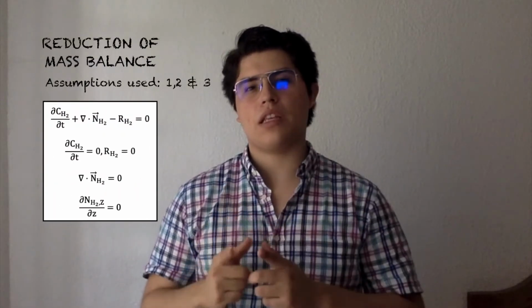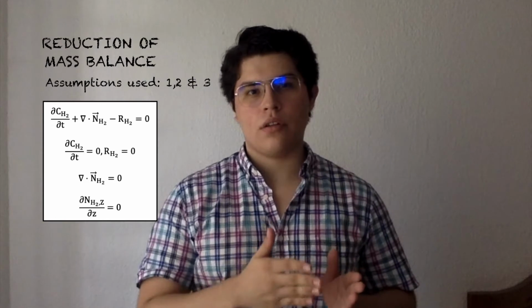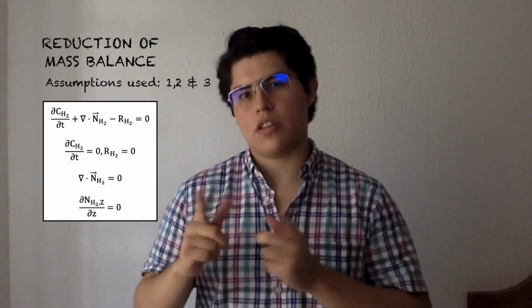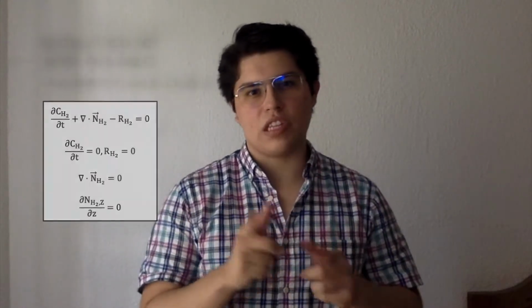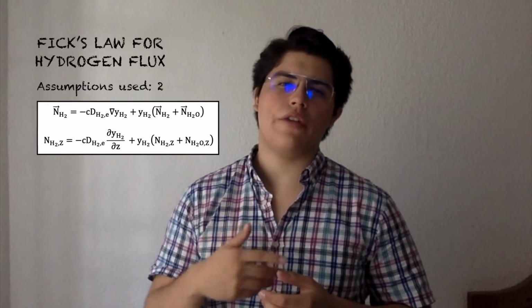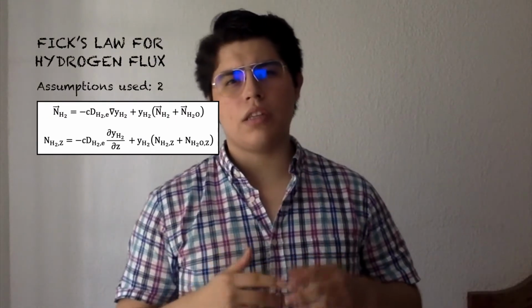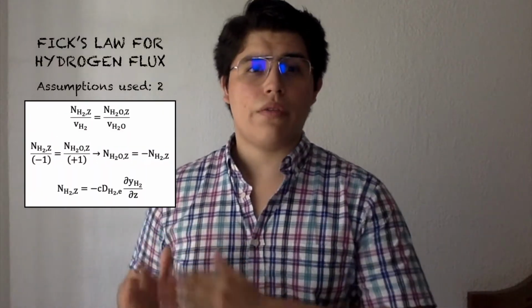Taking into account these statements, we can write the microscopic mass balance for hydrogen through the porous layer. If we apply assumptions 1, 2, and 3, the mass balance can be reduced as below. Calling the general Fick's law for hydrogen flux, we can also apply assumption 2 to reduce it as below. Since we know that the molar flow of hydrogen can be calculated following the stoichiometry numbers from the chemical equation presented before, we can substitute the resulting flux relation into Fick's law.